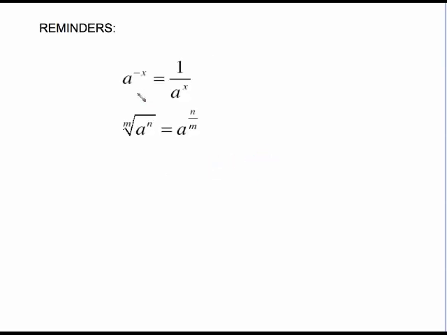There's a couple things you need to remember to do the next couple of problems. A to the negative x can be rewritten as the fraction 1 over a to the x. Remember, negative exponents create fractions. And this is the mth root of a to the n. That's a root expression. It can be rewritten in the rational exponent form as a to the n over m. The inside power goes to the top. The outside index goes to the bottom.